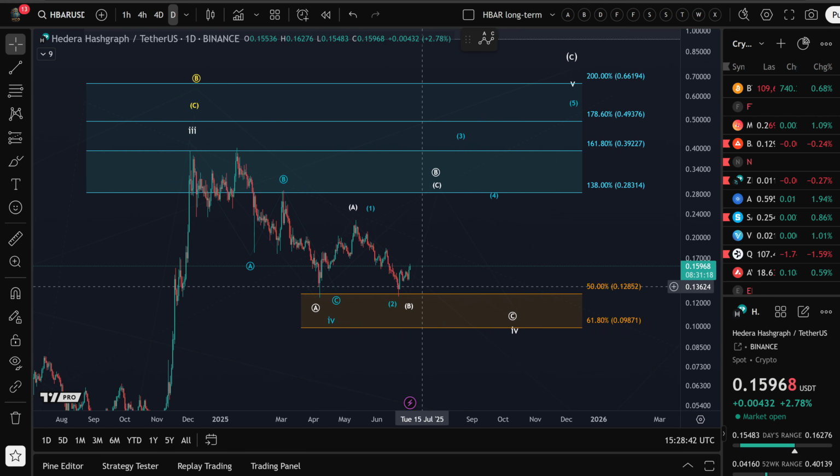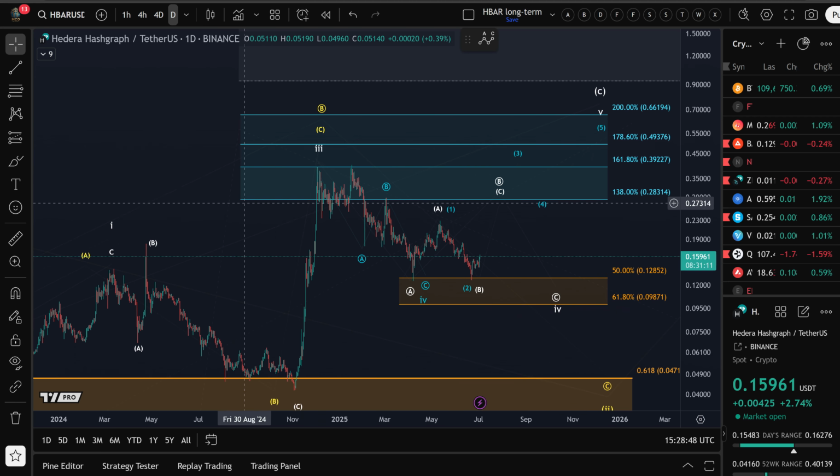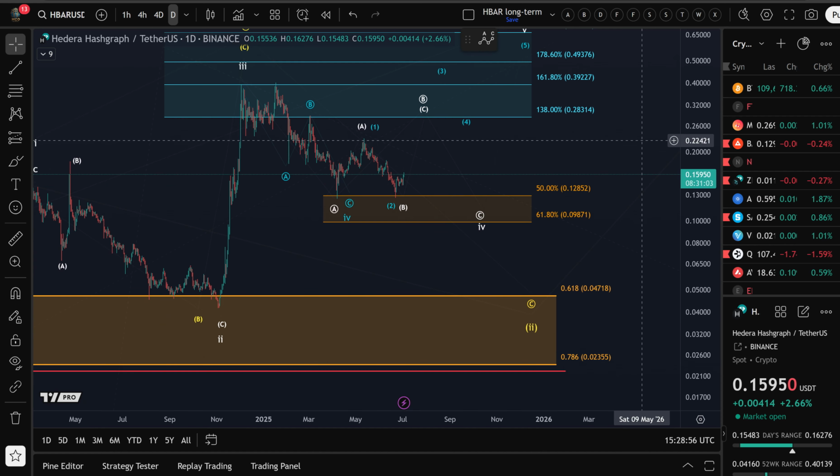We are looking at the HBAR chart on the daily time frame. Obviously a speculative cryptocurrency, but we're still holding above the relevant support levels. On this time frame, there are basically two support areas that really matter. There is an upper support area, 9.8 cents to 12.8 cents. As long as this is holding, we can watch for higher prices.